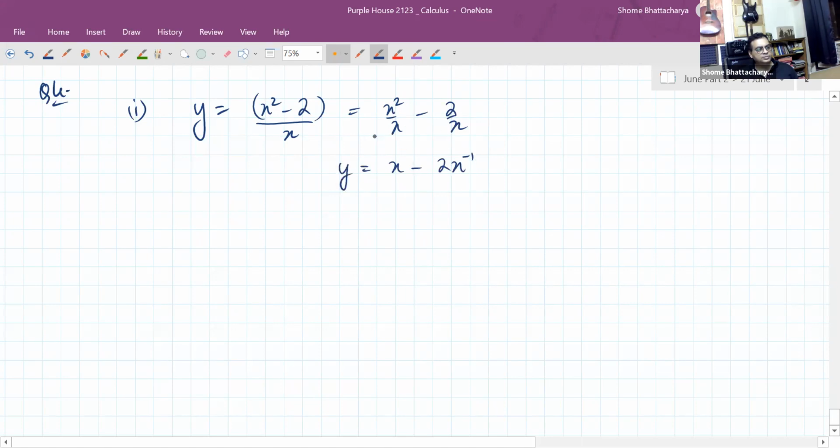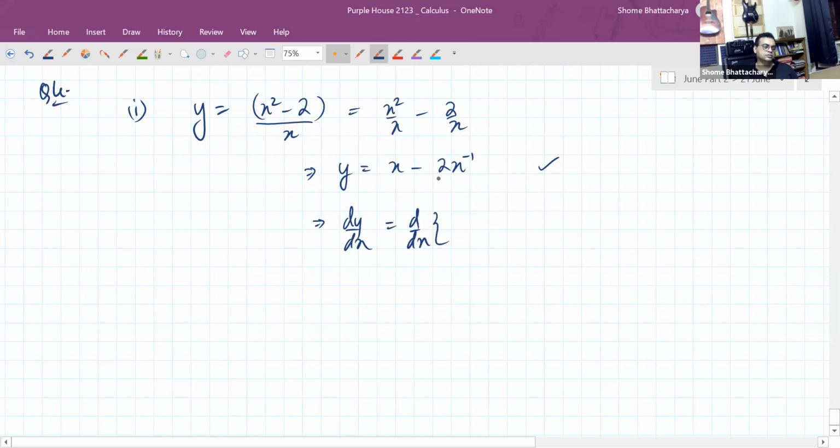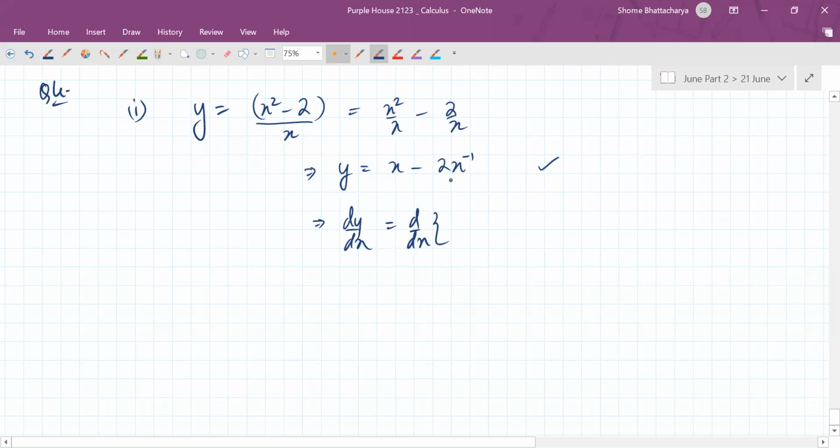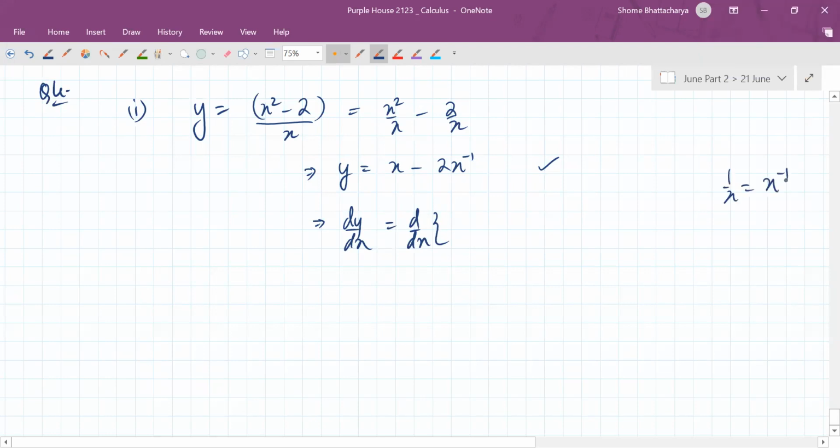So now you can see y is expressed as simple indices. So this first step is clear to all of you? Yes, sir. Okay, so now we can differentiate. Sir, that 2 by x, what did you do there? Come again, beta. Sir, that 2 by x, what did you do there? x is taken to the numerator, power minus 1. Yes, sir. Okay.